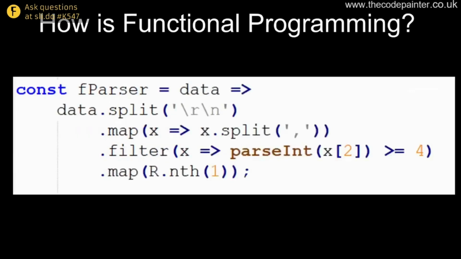And returning to our function here, this is our parser. So if we wanted to convert all of this into a Ramda structure, we can now use our pipe.